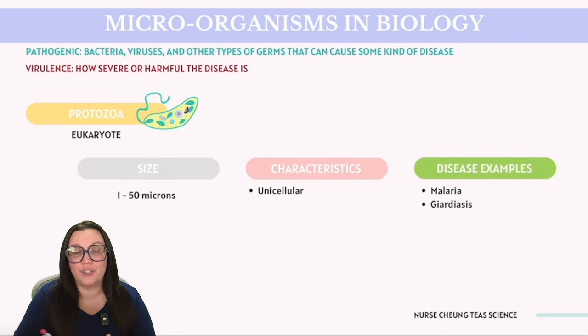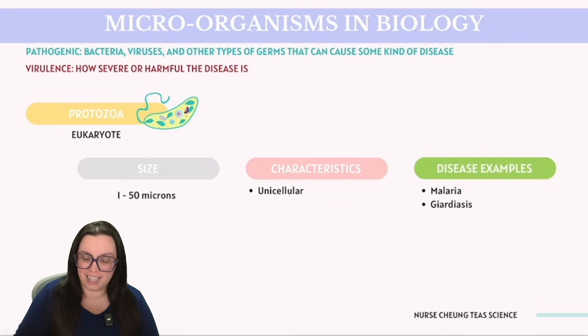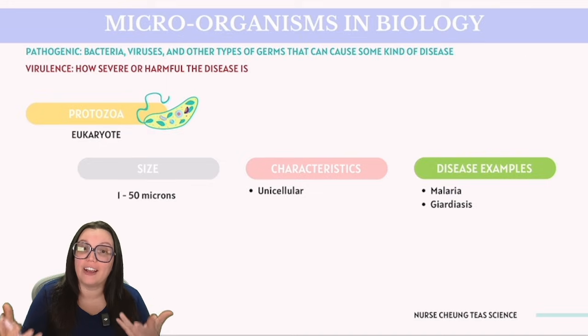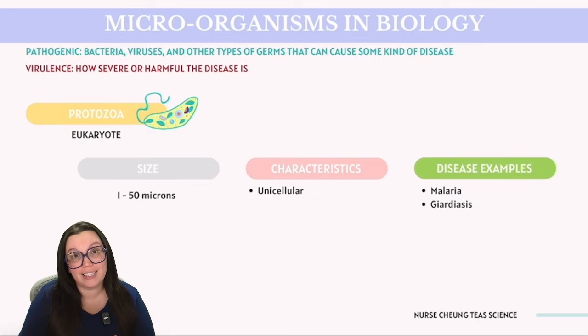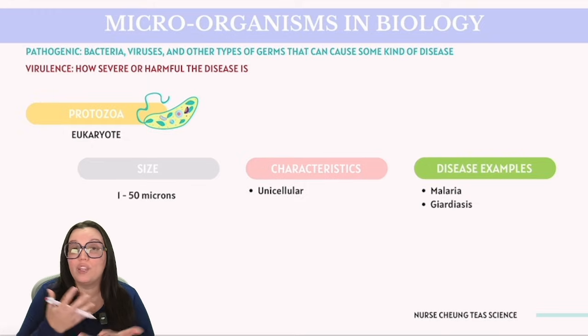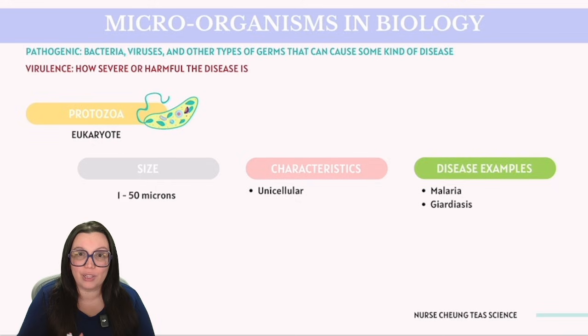Protozoa, also referred to as protists, range in size from 1 to 50 microns. These organisms are eukaryotic and usually unicellular like we see with fungi, though they can also be multicellular. Protozoa possess all the organelles necessary for metabolic functions, similar to those found in our cells, including nuclei and mitochondria. Examples of diseases caused by protozoa include malaria and giardiasis.